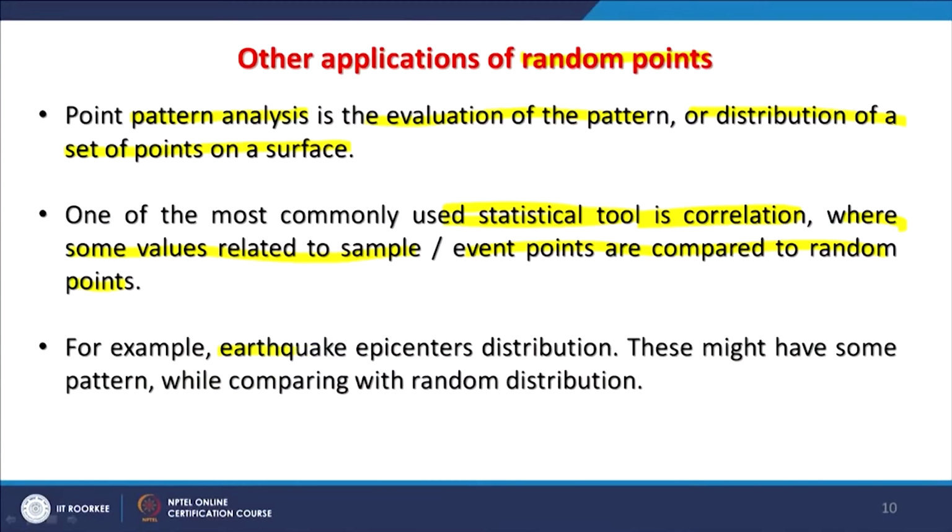If the distance among points is less, that means they have some pattern. But if they are randomly distributed, then the distance is going to be quite large. For example, with the earthquake epicenter distribution, I expect a pattern when comparing with the random distribution, because generally they are located along a geological fault line or a structure. That is why this can be compared with the random distribution very easily.